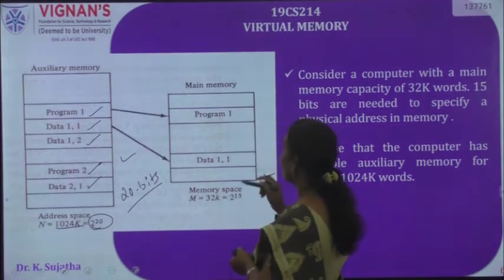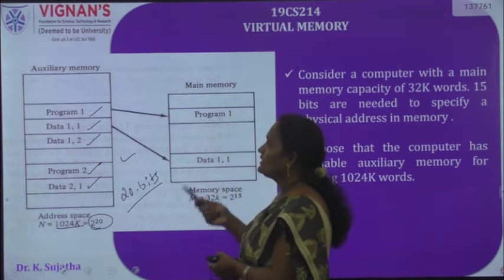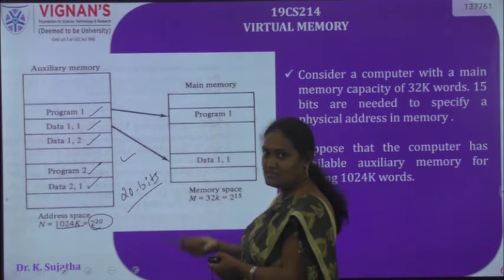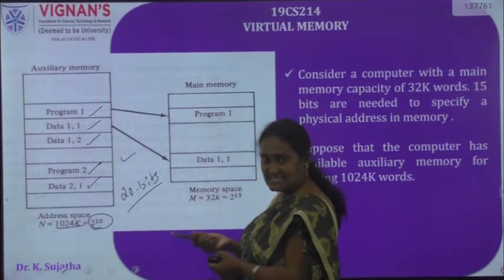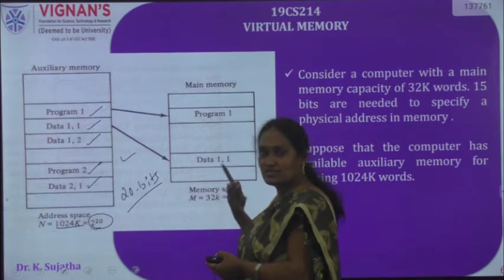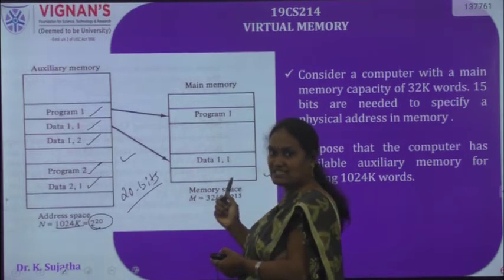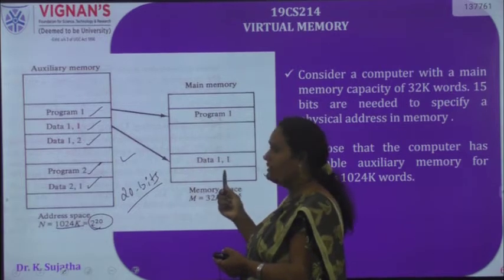Now, this is the main memory. Whenever the processor wants to execute programs or access any data, those portions of the programs or data are transferred from auxiliary memory, or virtual memory, to main memory.